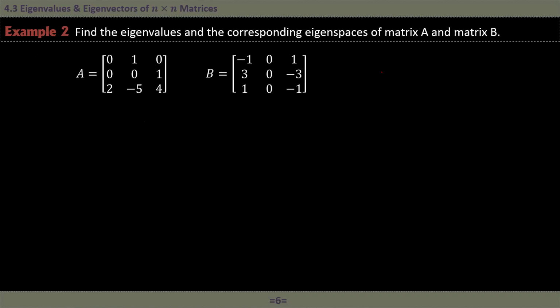Let's solve these 2 questions here. Find the eigenvalues and the corresponding eigenspaces of matrix A and matrix B. We are given 2 matrices, and let's start with matrix A.